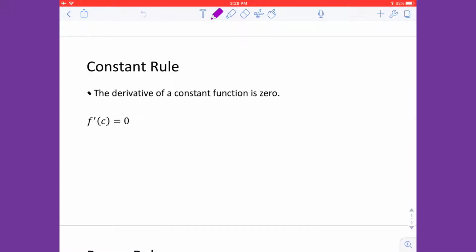So the very first one is the constant rule. The derivative of a constant function is 0. So literally the definition says f prime of c is equal to 0. Let's think about why this makes sense.